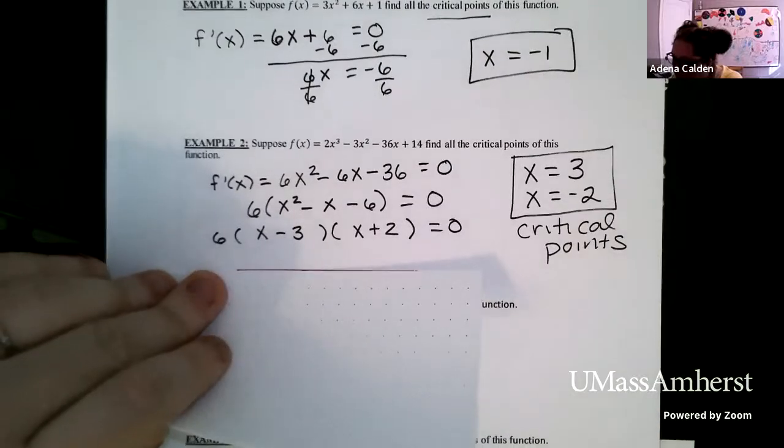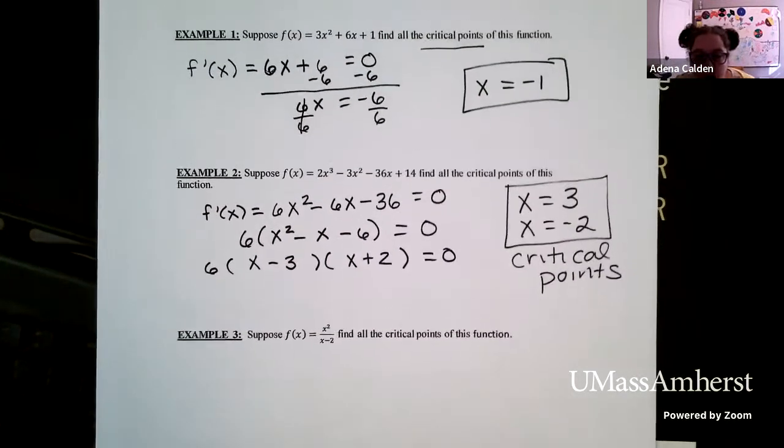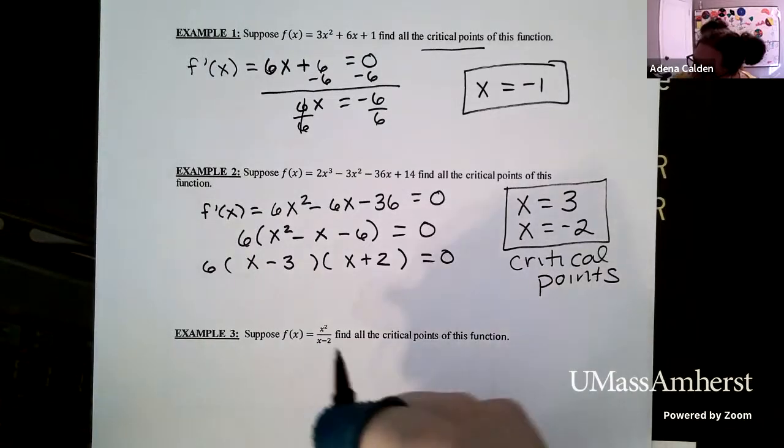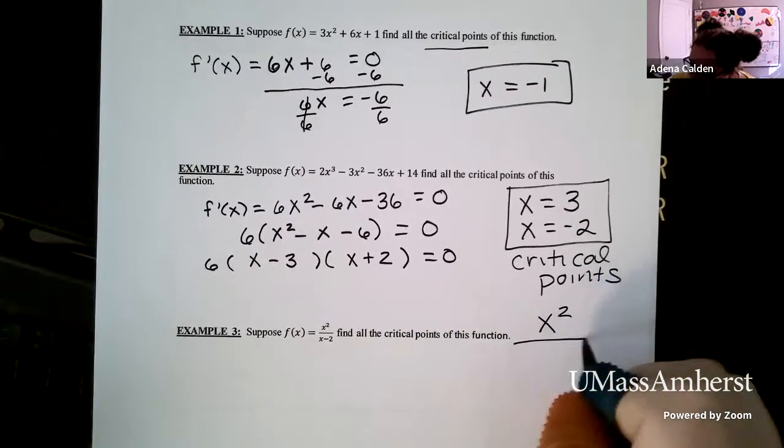Okay, let's do Example 3, so we have x squared over x minus 2. I'm just going to write that a little bit bigger.